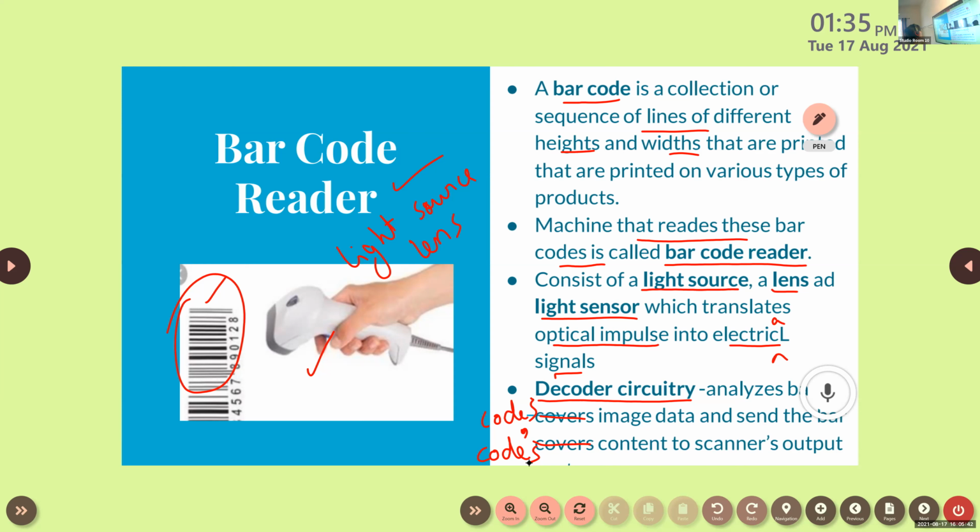Okay, so basically what is barcode reader? Simply, it is used for reading the barcode, isn't it? This barcode has been found in every product. Those who have not seen, when you purchase a product, please look at whether there is a barcode or not. Is that clear? So it consists of a light source, lens, and light sensor, which transmits the optical impulse into electrical signals.